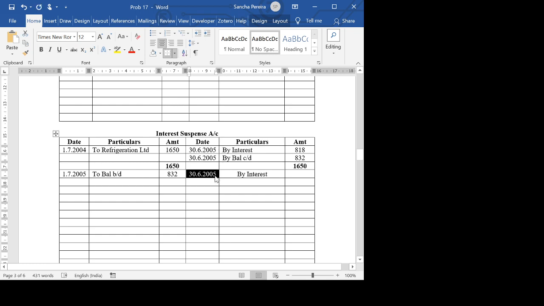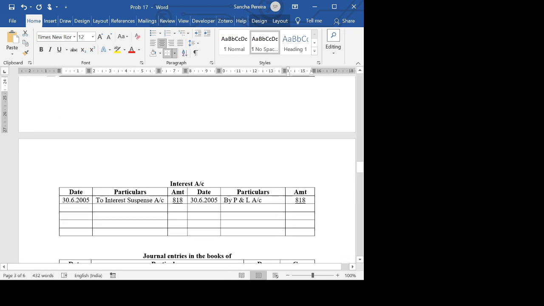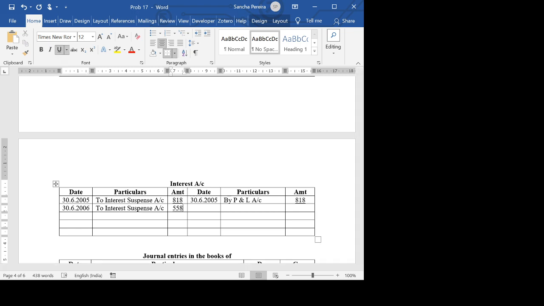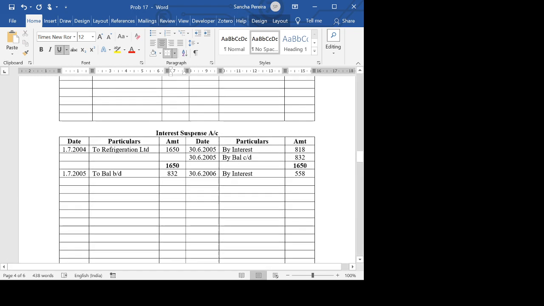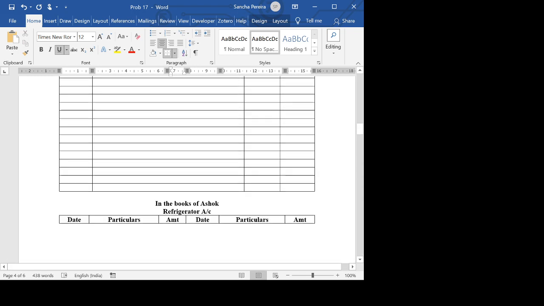30th June 2006, by interest. The amount is 558. Same thing will be in the interest account. So interest account debit to interest suspense account, to interest suspense account 558. Okay, so the one entry is done, the interest entry is done.